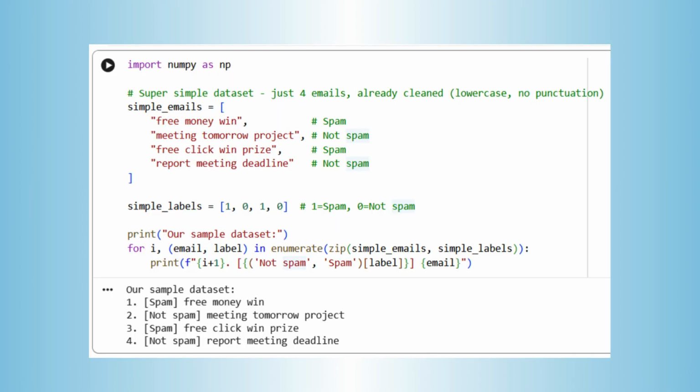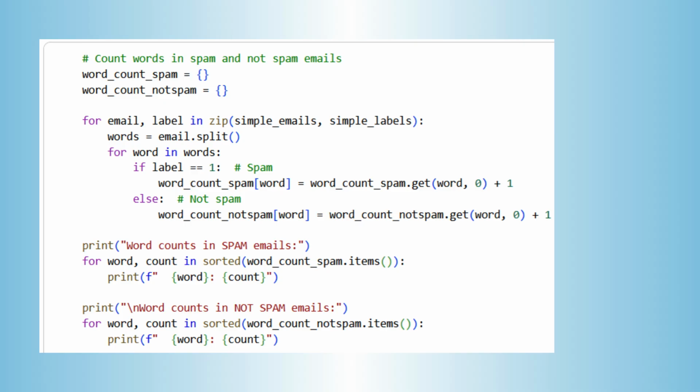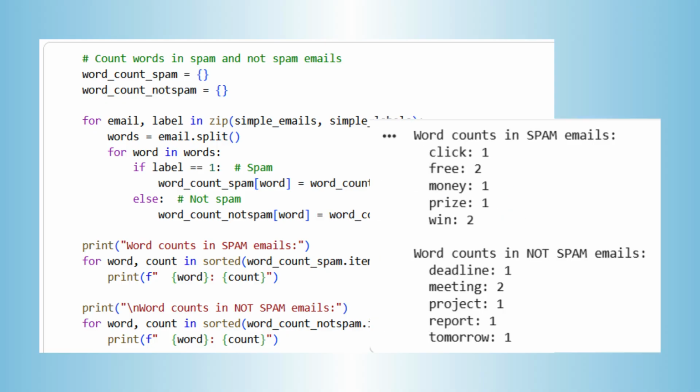We start with just 4 emails, 2 are spam and 2 are not spam. And the first step is to calculate the prior probabilities. The probability of an email being spam and not spam, irrespective of the words within it. These are our prior probabilities, the baseline probabilities before we even look at any word. And the next step is to count the words. This is to understand how frequently these words are present in spam emails and not spam emails.